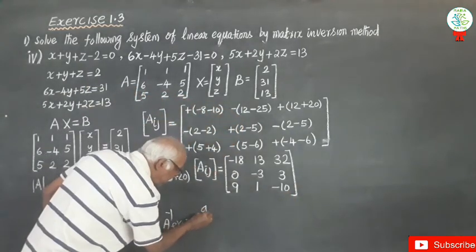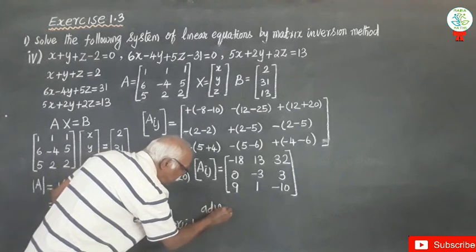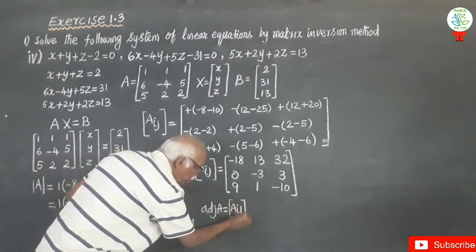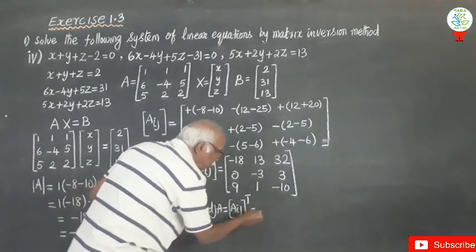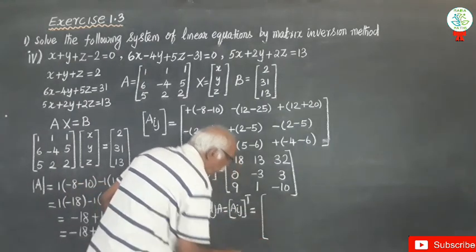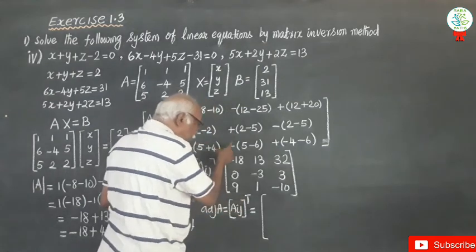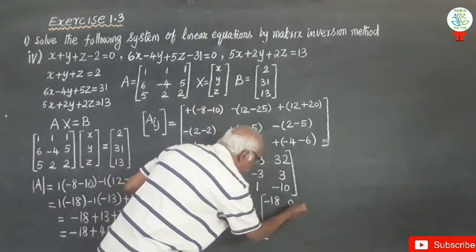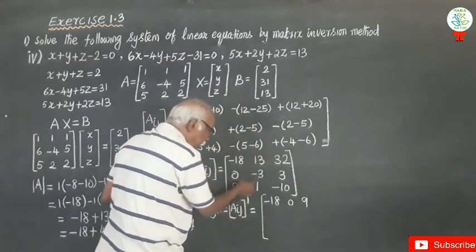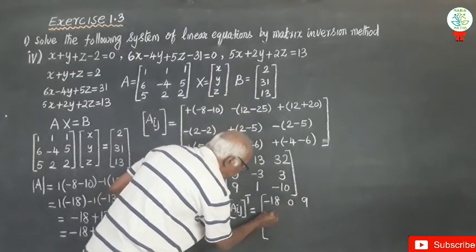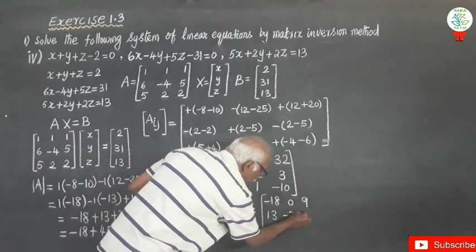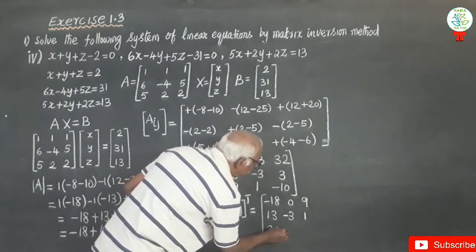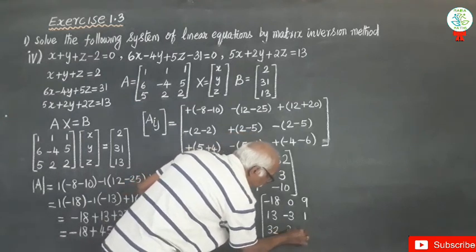Then the adjoint matrix. Adjoint A is equal to the cofactor matrix transpose. First column to first row: minus 18, 0, 9. Second column to second row: 13, minus 3, 1. Third column to third row: 32, 3, minus 10.